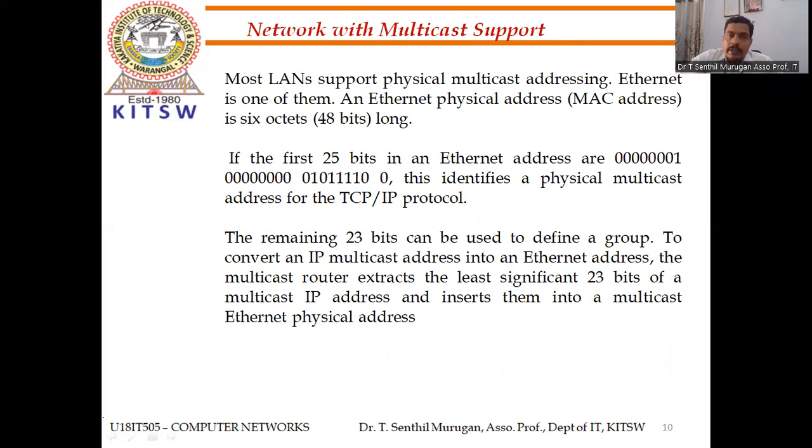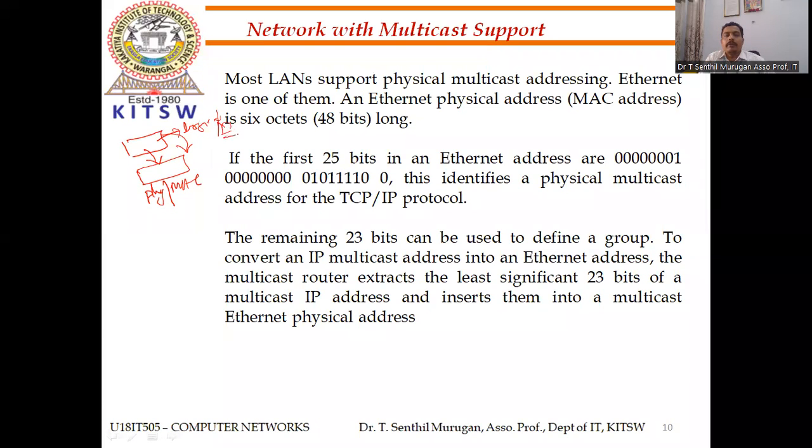Now, how does a network with multicast support work? The network layer sends the data to the MAC layer, that is the data link layer. The network layer provides services to the data link layer. The data link layer uses the physical or MAC address, but the network layer uses the logical or IP address. We know that IPv4 has 32 bits, and these 32 bits are the IP address.